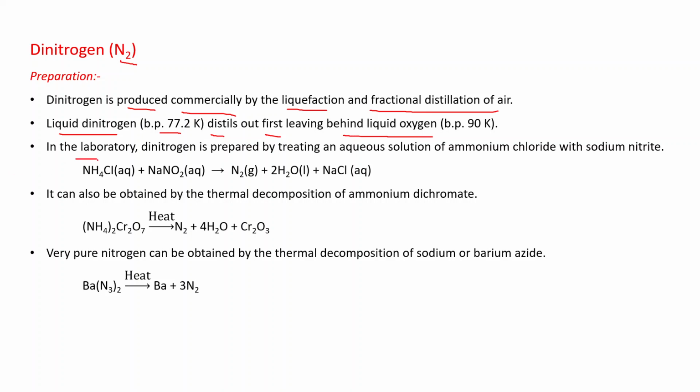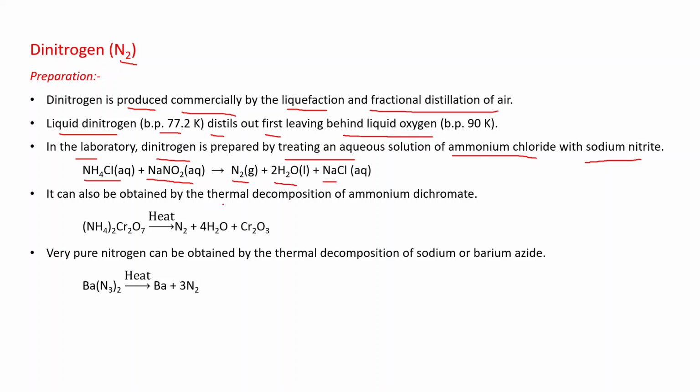In the laboratory, dinitrogen is prepared by treating an aqueous solution of ammonium chloride with sodium nitrite. Ammonium chloride is NH4Cl. Sodium nitrite, NaNO2. The reaction produces N2 with water and NaCl.